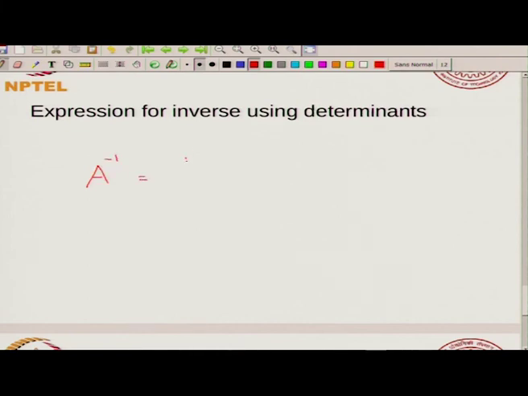I can write it as 1 divided by the determinant of A. This is the determinant of the matrix. And A inverse is a matrix, so it should have various terms here. What are the various elements of this matrix?